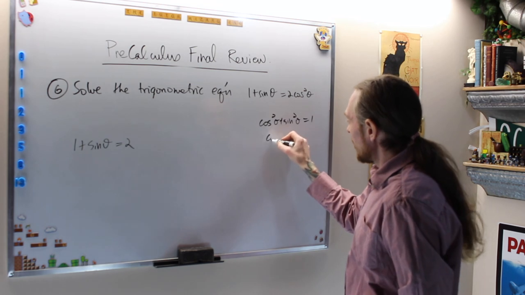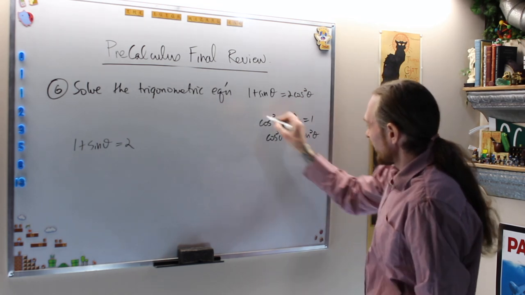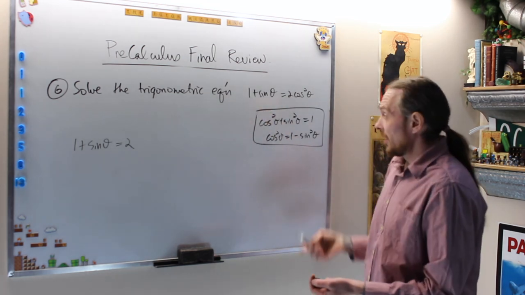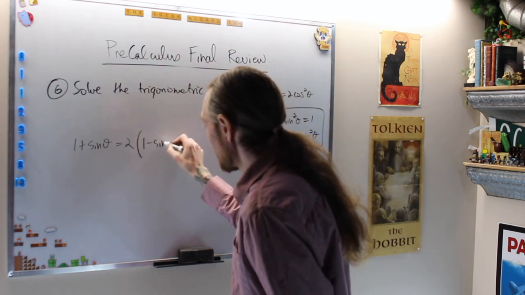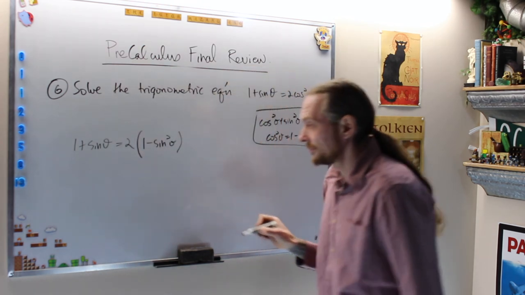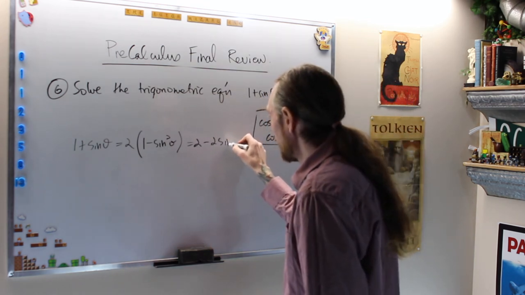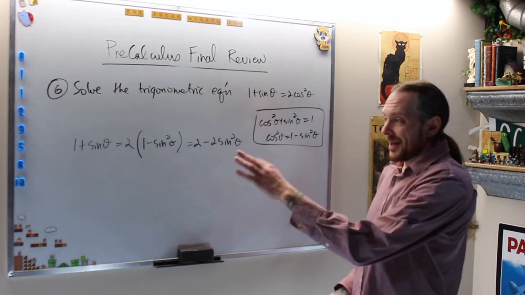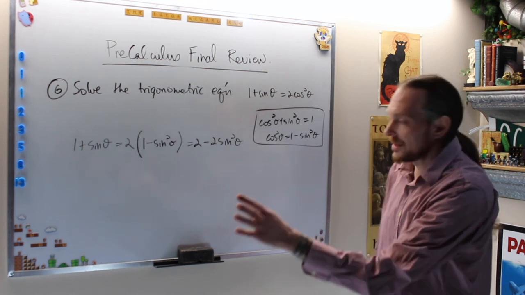So cos squared theta equals 1 minus sine squared theta from the Pythagorean identity, the most useful one, pretty well. I'm going to put that in there immediately. Cos squared theta is 1 minus sine squared theta, which is equal to 2 minus 2 sine squared theta. Now the idea is that now I have a quadratic in sine theta. I see already. If you can't see it, just a second.